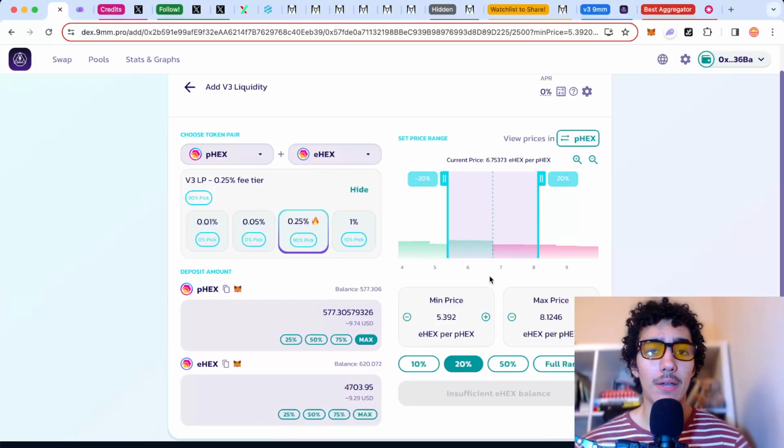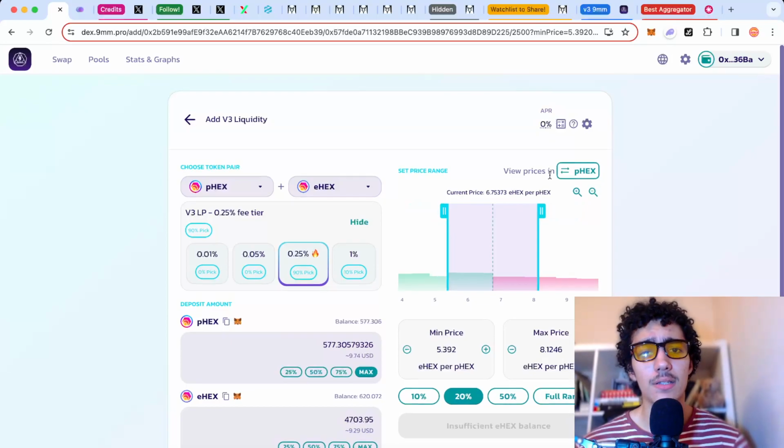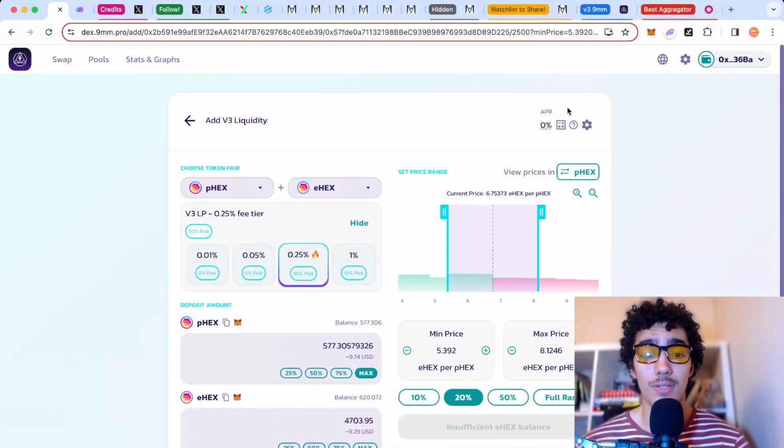Okay, you do that. This is how you change the range. You play around with it. You can see the current price right here. Unfortunately the APR doesn't calculate itself. Sometimes it glitches out. But it's fine with me. I don't need to actually look at this. I already know this is bullish, as you guys have seen from that chart.